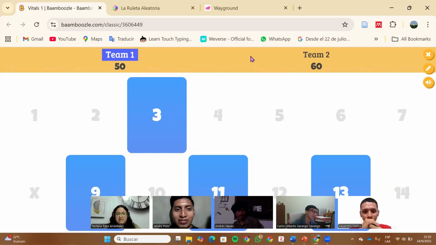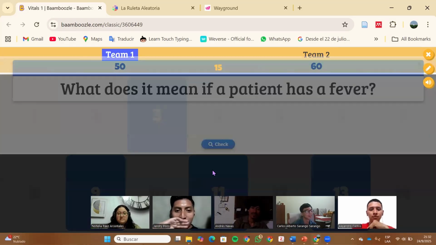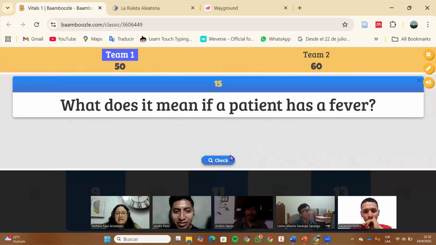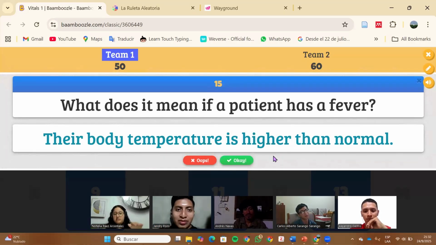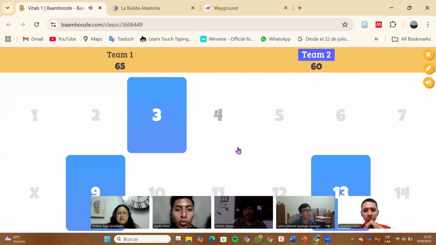Now, Andres, please. 11. What does it mean if a patient has fever? It is when a person has a high temperature. Yes, when their body temperature is higher than normal. So from 37, higher than that, that means they have fever.